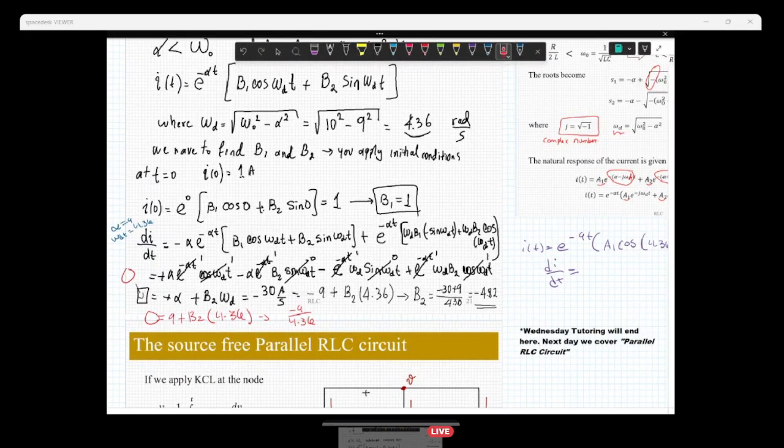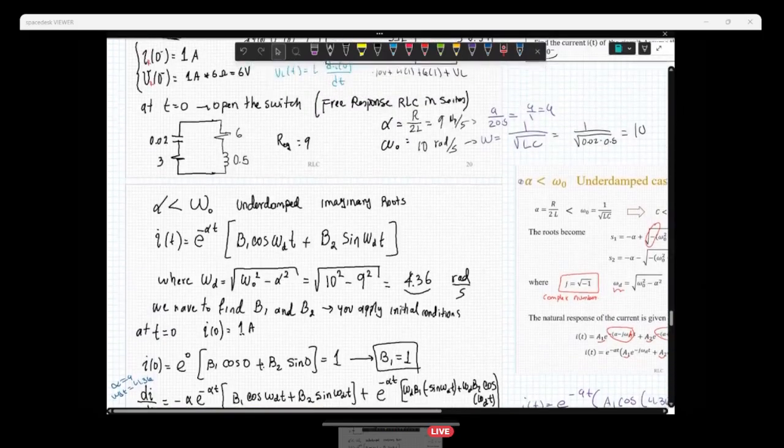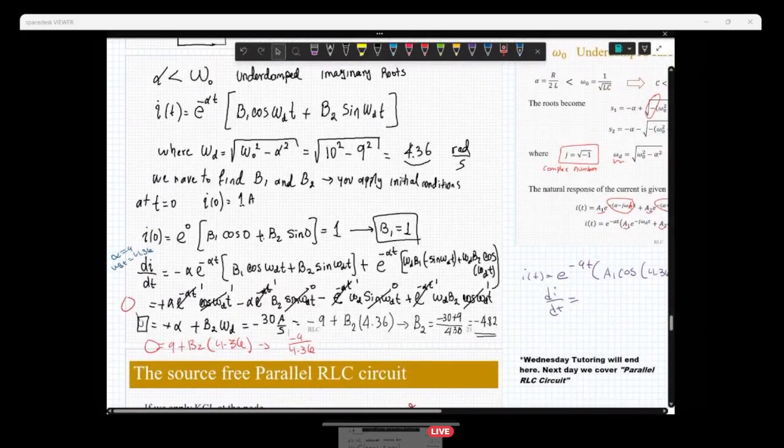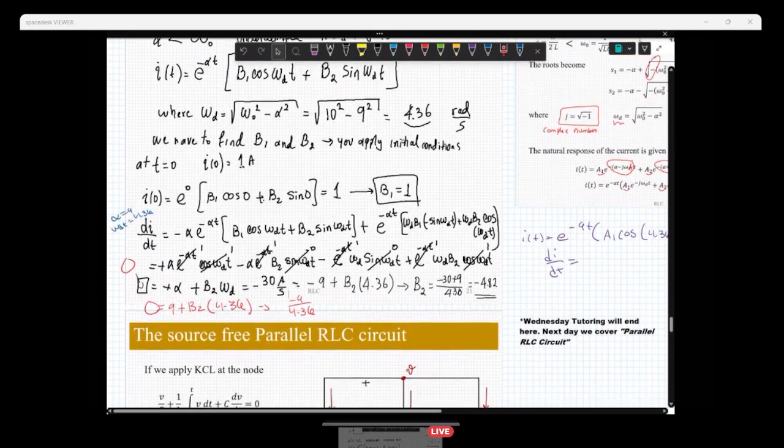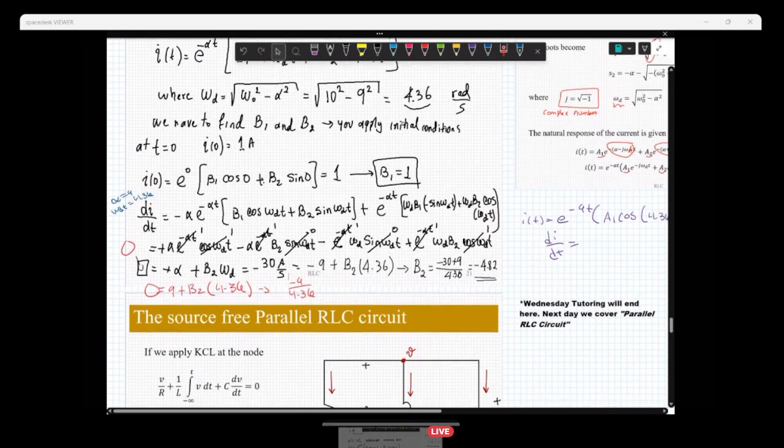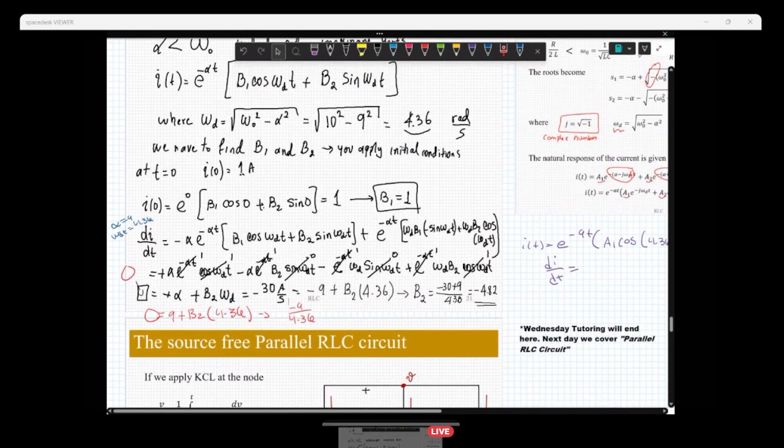Oh wait, what's the alpha? Yeah, she kind of put it in a weird spot, but she did di of 0 over dt is equal to -1 over L times R I_0 plus V_0. She did some weird formula in the back or in one of the sections to find the I_0.